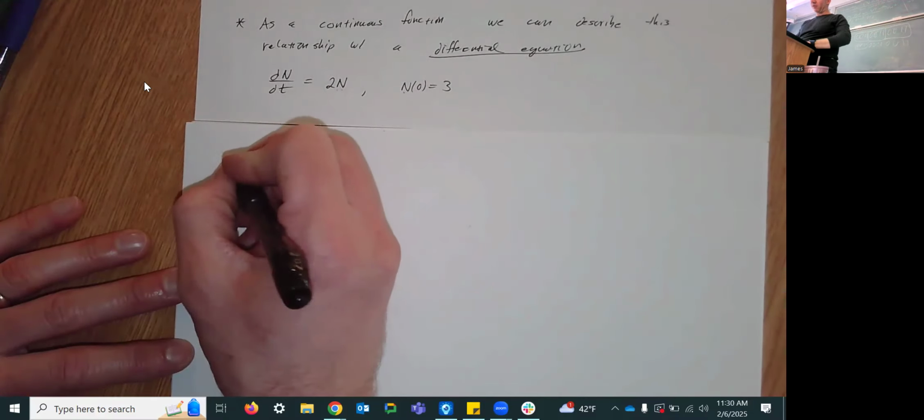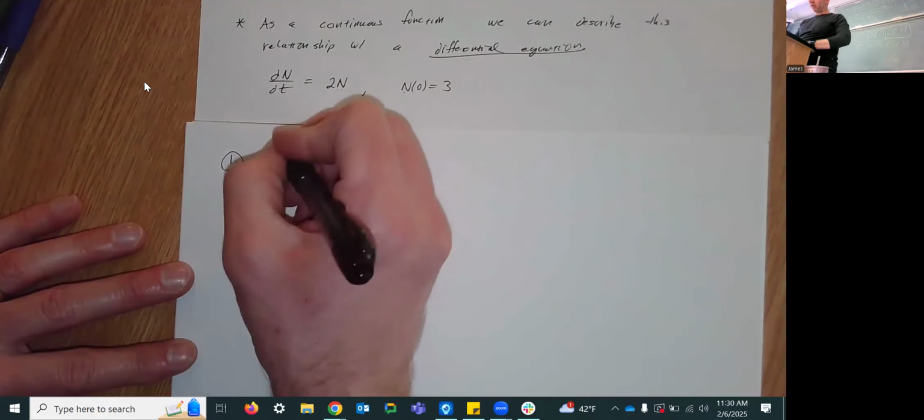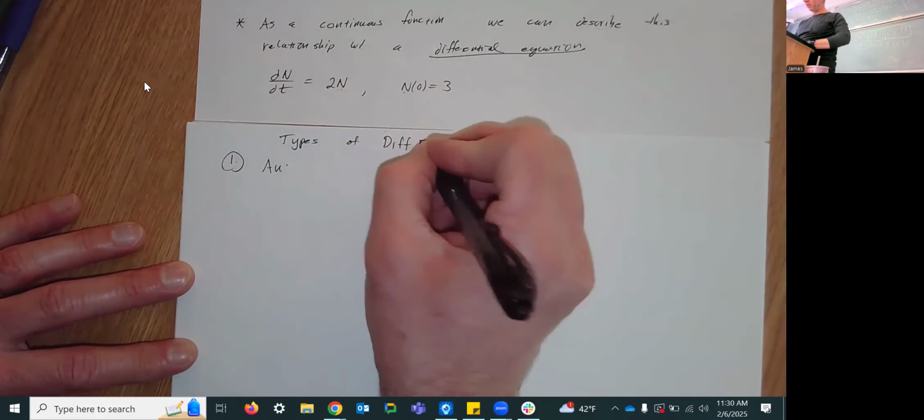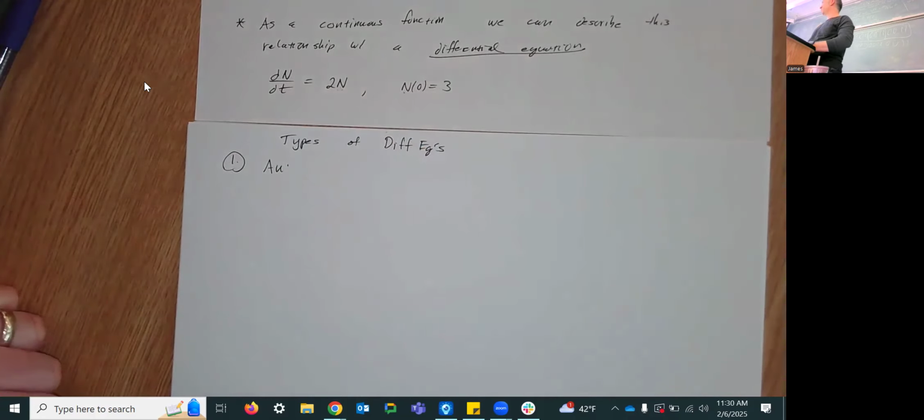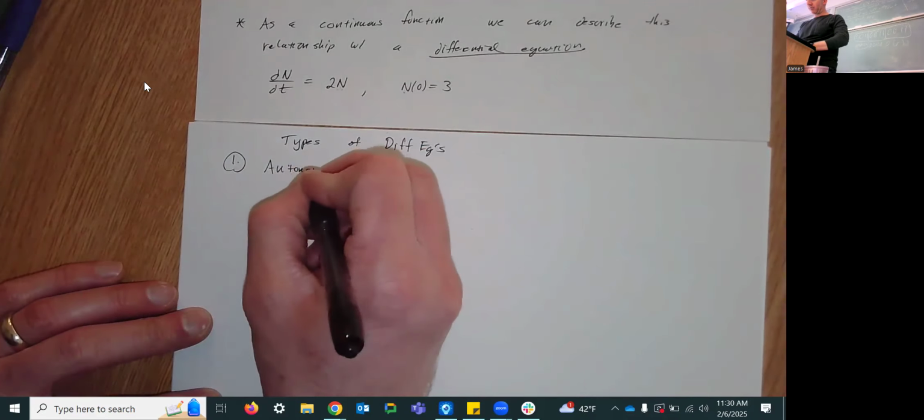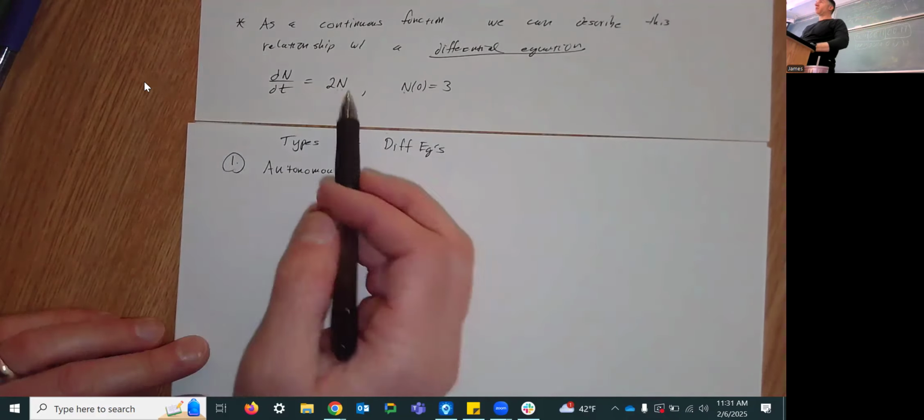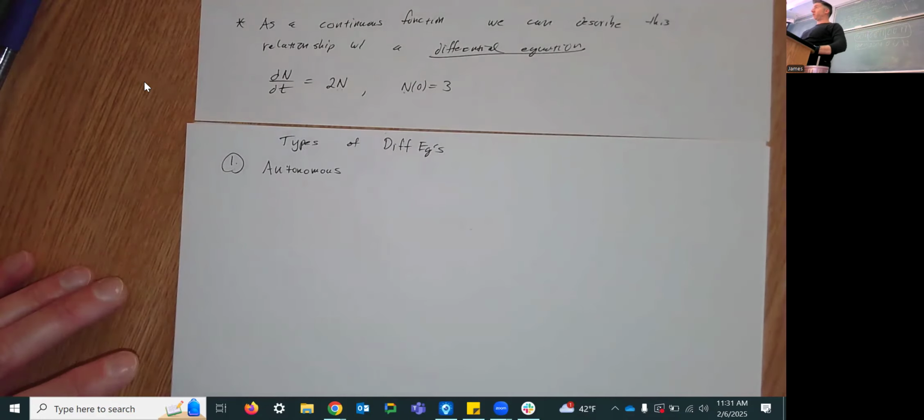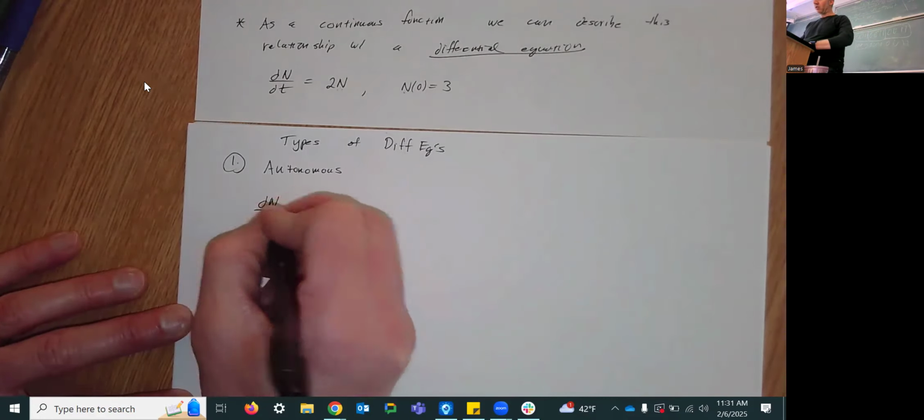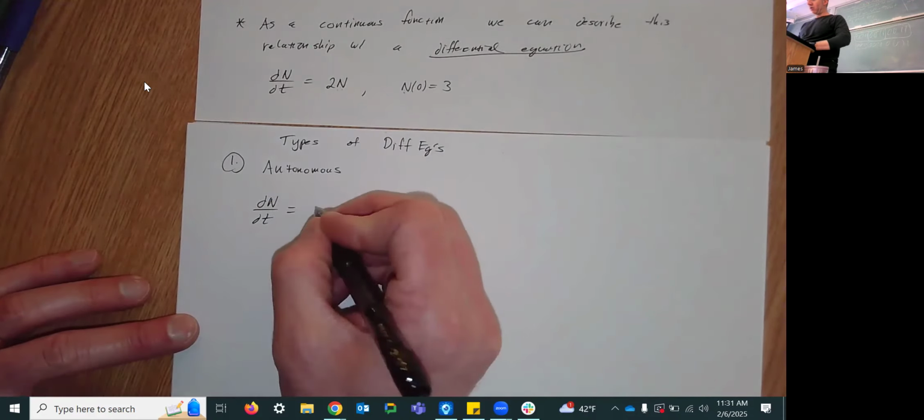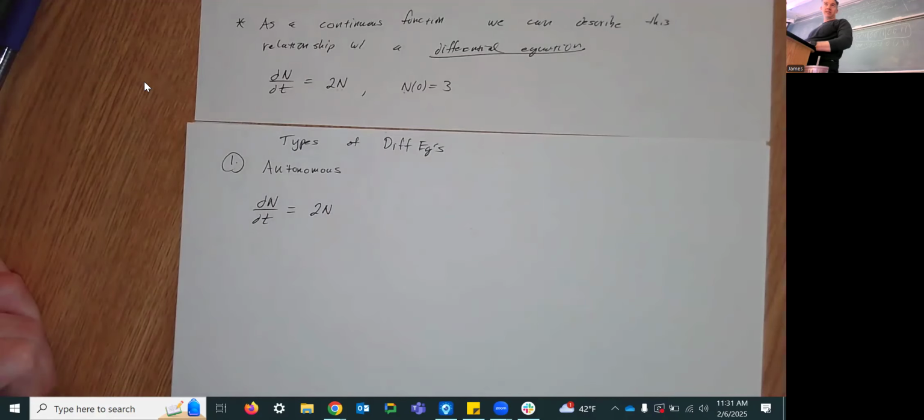So we have three types of differential equations. We usually abbreviate differential equations as diff EQs. Three types of diff EQs. Autonomous. What autonomous means is that it doesn't matter what time it is, the relationship still has kind of the same thing going on. And actually, this first example is an autonomous differential equation because the rate of change of the population size doesn't depend on time. It's equal to a function of just the population size itself.